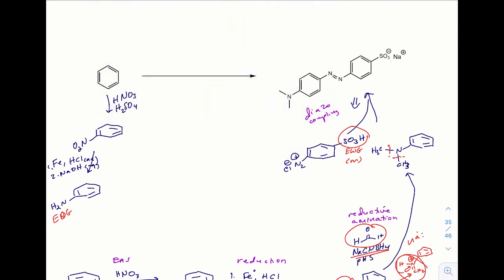You need to install a sulfonic acid. That involves treatment with fuming sulfuric acid. Fuming sulfuric acid will, like I mentioned earlier, just protonate this, turn it into an NH3 plus, make an electron withdrawing group, and it'll direct meta. So that is just not going to work.